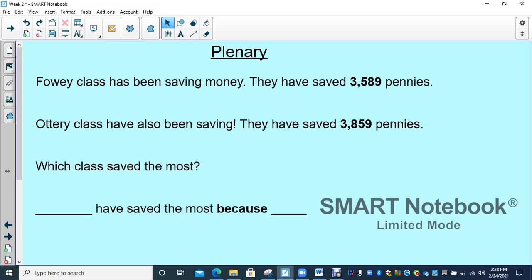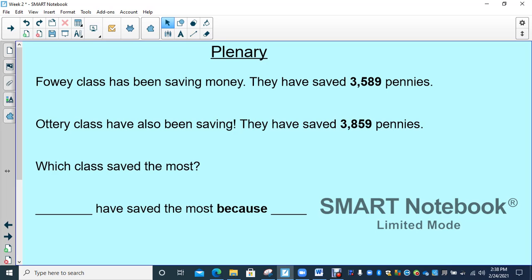Such and such class have saved the most because. Now, which amount is greater? Which amount would you rather have? Well, Ottery have smashed it, sorry Boy, because they have saved the greatest amount. They have saved 3,859 pence. So Ottery have saved the most because 3,859 pence is greater than 3,589.